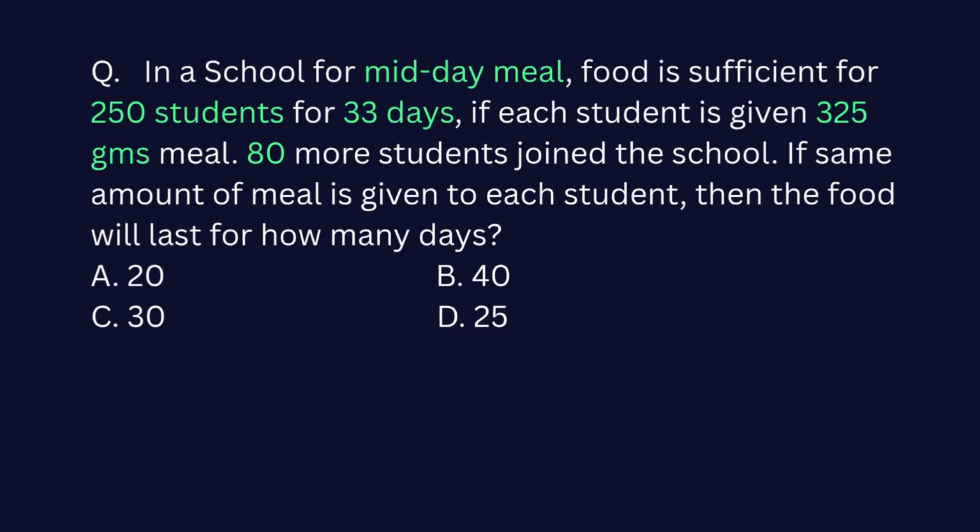In a school for midday meal, food is sufficient for 250 students for 33 days. If each student is given 325 grams of meal and 80 more students join the school, and if the same amount of meal, 325 grams each, is given to those 80 students, we need to find out how many days the food will last. Is it 20, 40, 30, or 25 days? Let's try to solve this question step by step and actually understand what the question is asking.